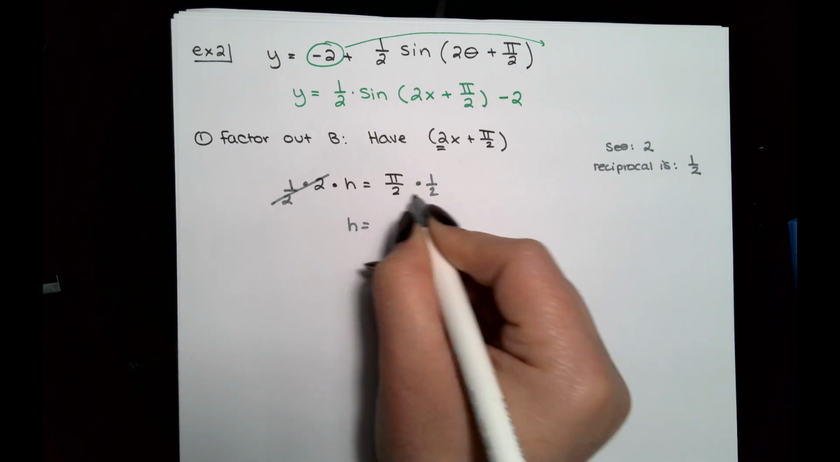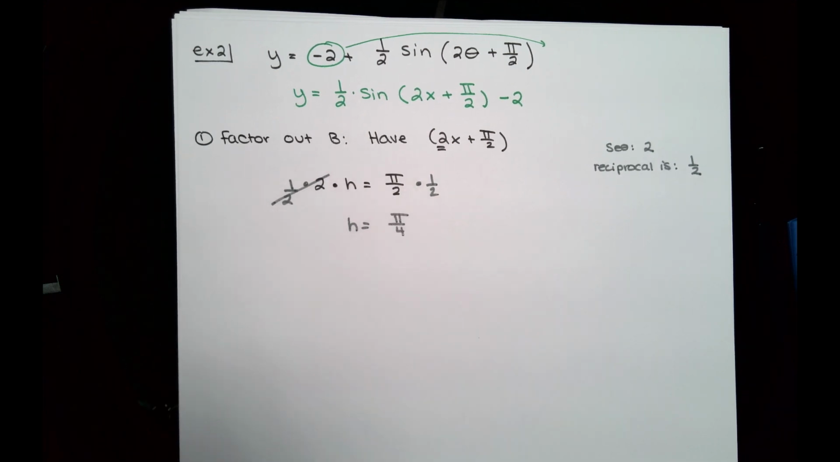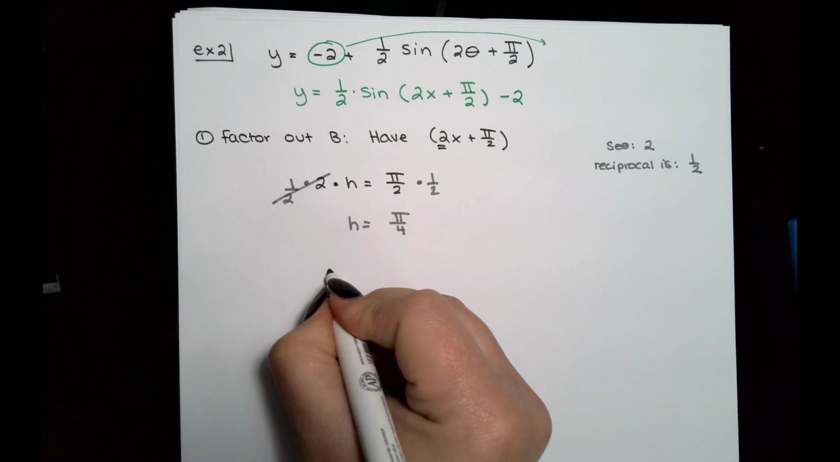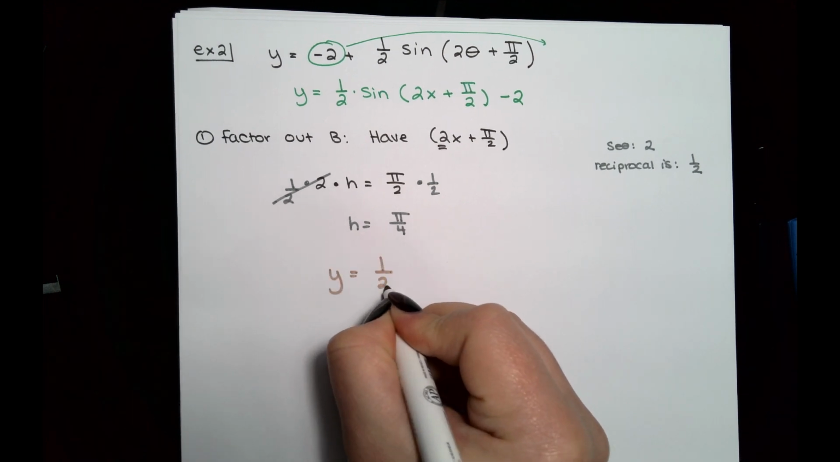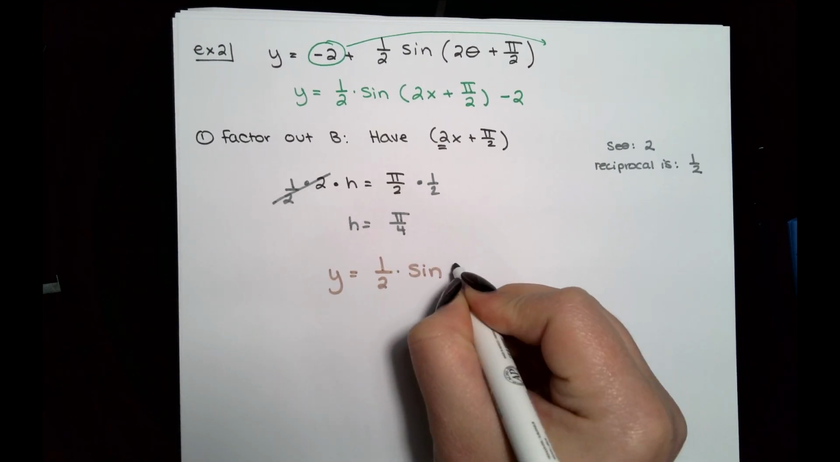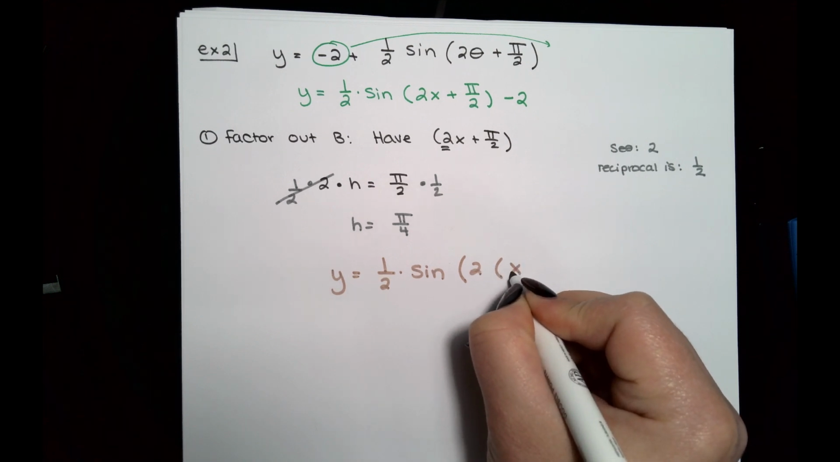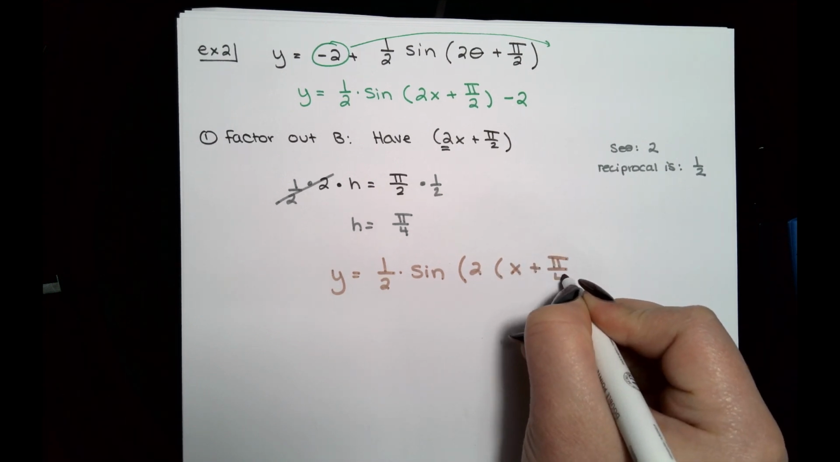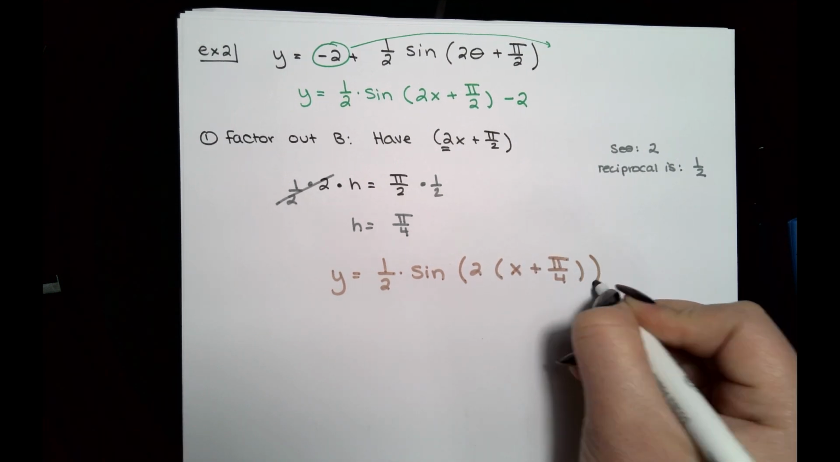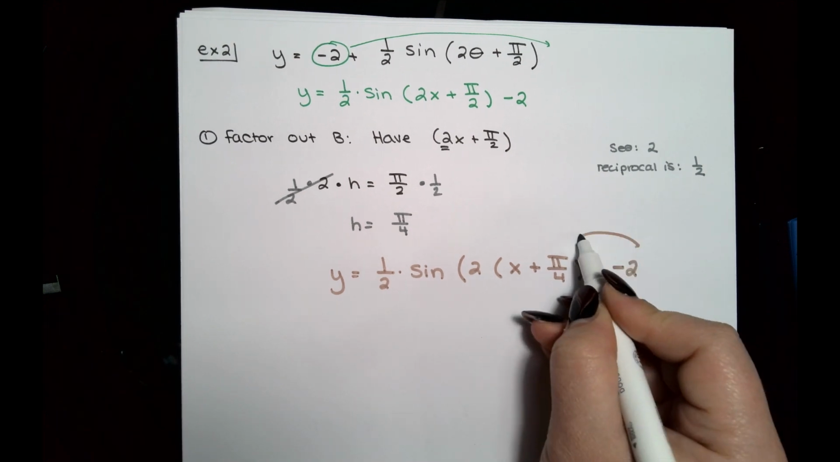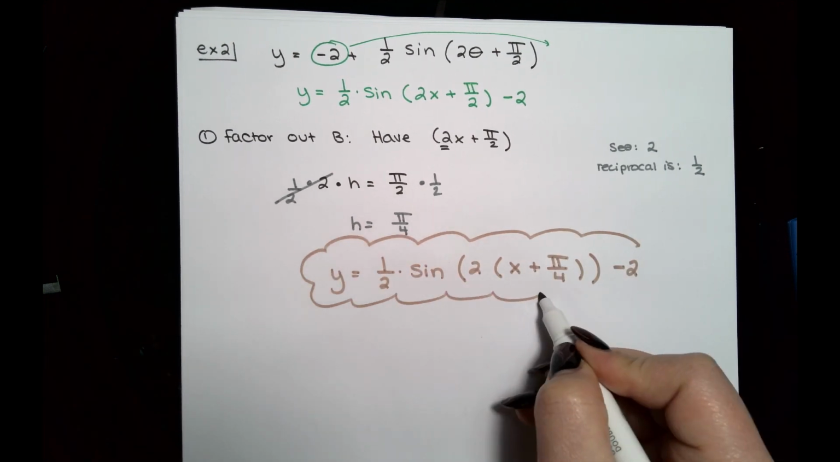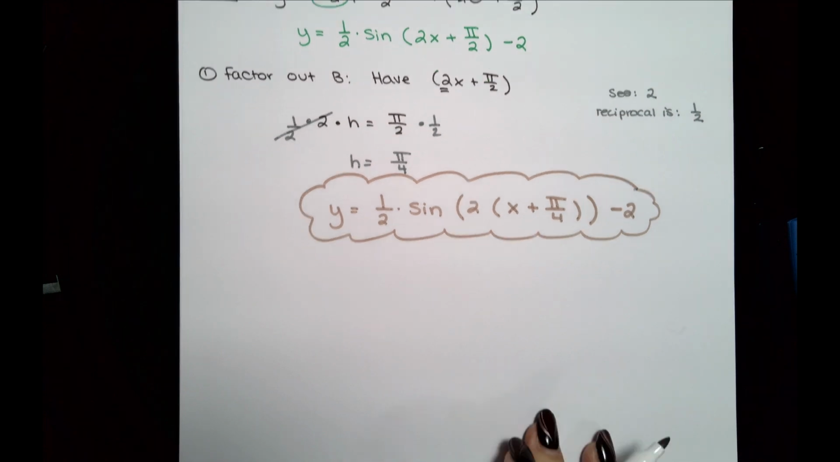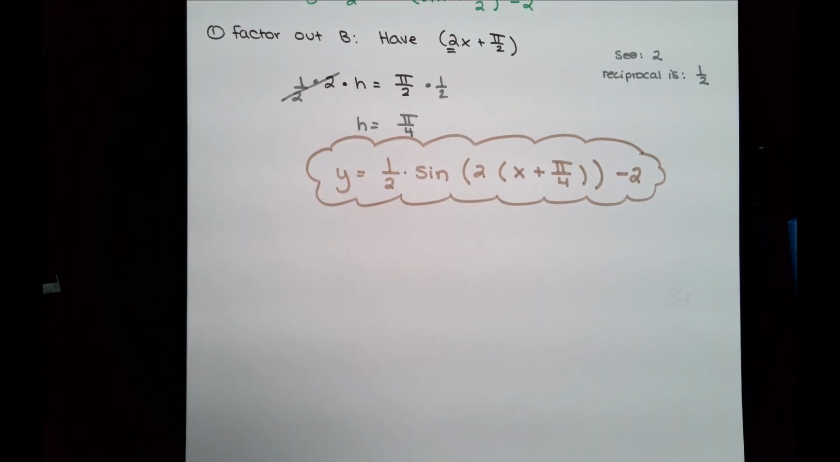Then we have pi fourths. After you factored that out, you're going to rewrite your equation. And that's the one we're going to put a thinking bubble around, so that way it stands out. Let's try not to forget my b value, -2. That's the one that I'm going to be looking at from here on out.